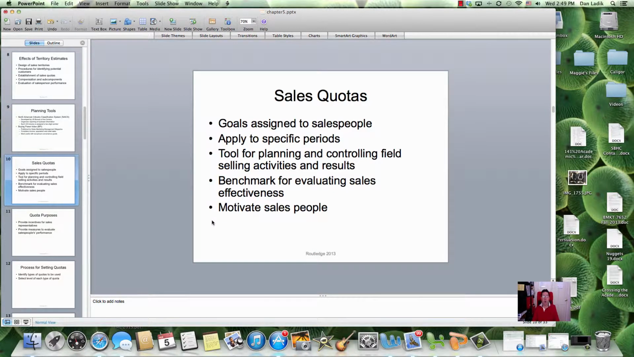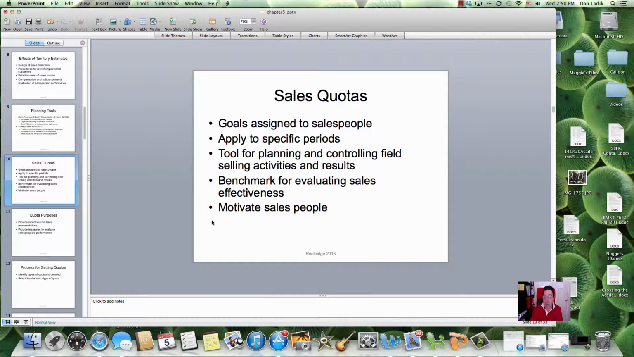Okay, quotas. Quotas are assigned to an individual salesperson, usually on a quarterly, but sometimes it's a monthly basis. Regardless of what they're assigned to, they do have a specific time period. It's your main tool for planning and controlling what's happening in the field. You expect salesperson A to achieve this particular number. It's a benchmark for evaluating how effective they are.